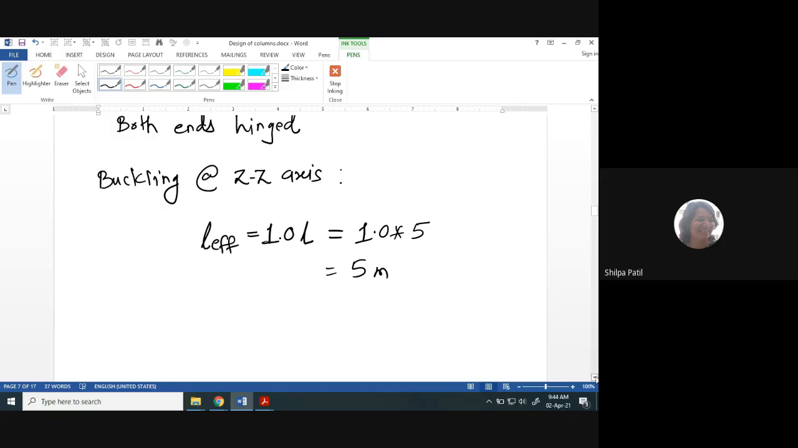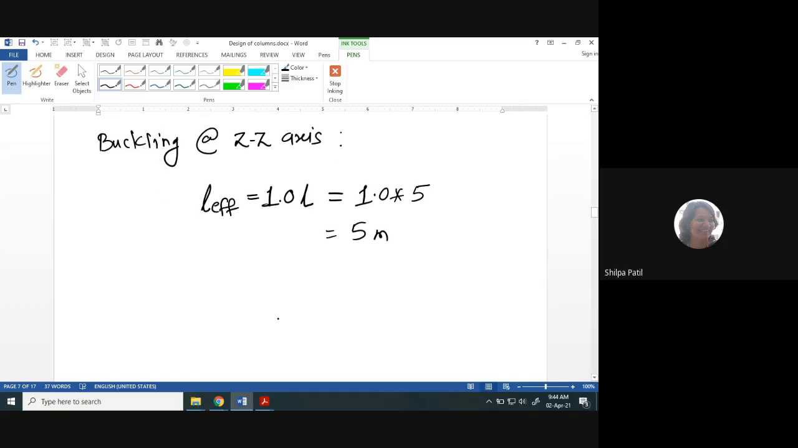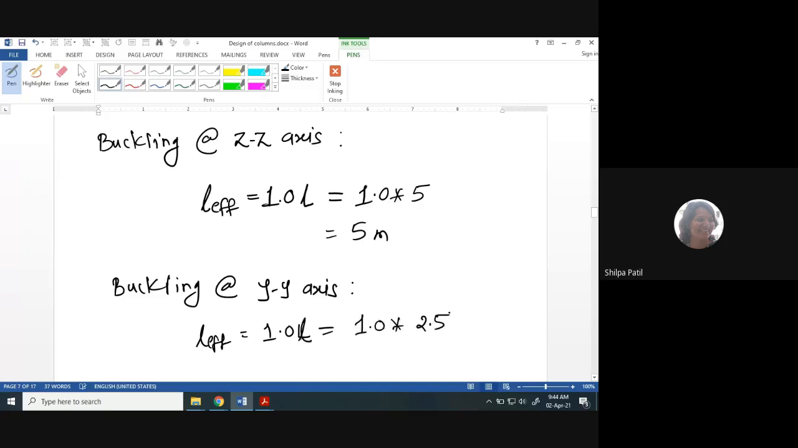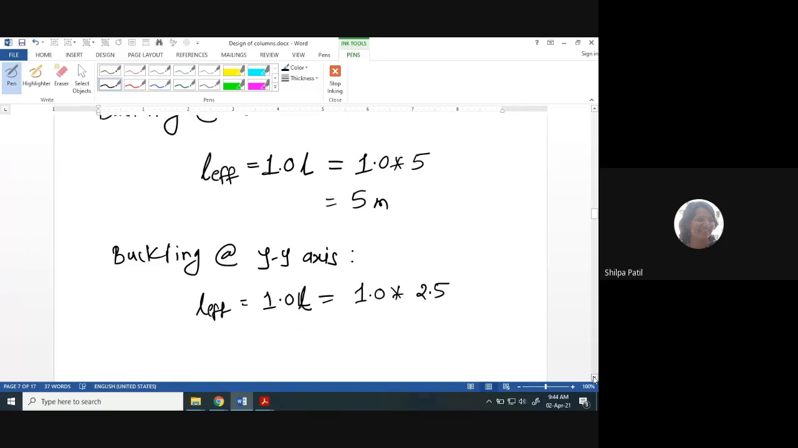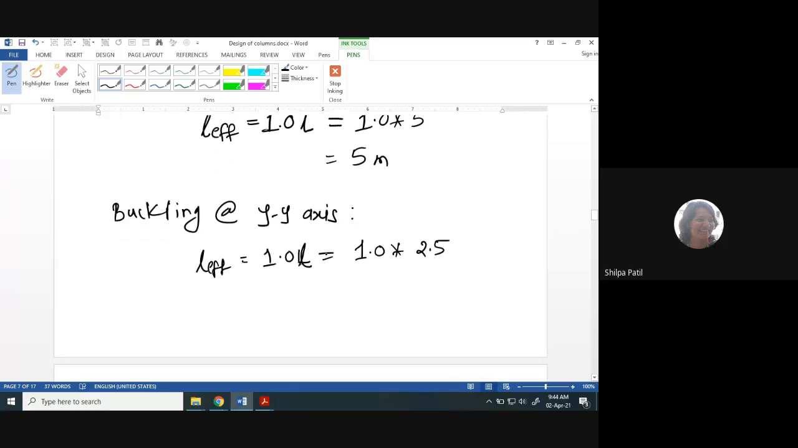Okay. But when I consider the buckling about y axis, the total height of the column itself is reduced because of the provision of bracing. So when I consider the buckling about y axis, my effective length is half. So I will write down 1 into 2.5. So what is the value? It will be 2.5 meter as the effective length when I consider buckling about y-axis.